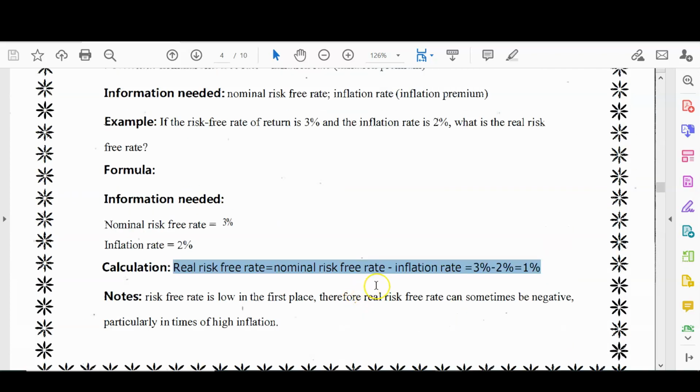So far we've learned two groups of concepts. In the first part of chapter 7, class 1, we're comparing nominal rate to real rate. Nominal rate minus inflation rate is real rate. And when we apply it to the special risk-free case, the nominal risk-free rate minus inflation rate equals real risk-free rate.